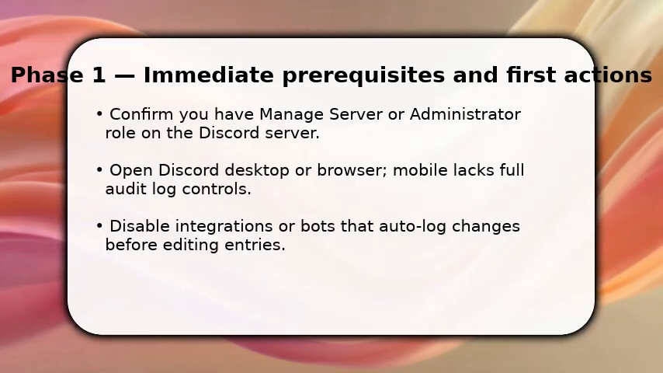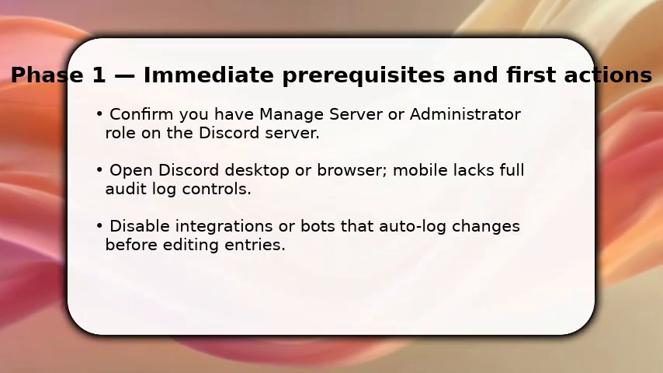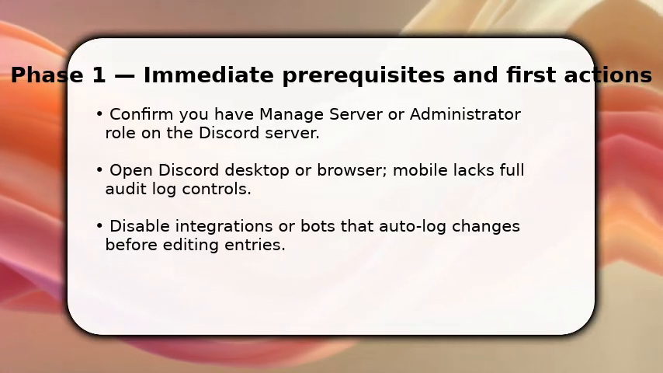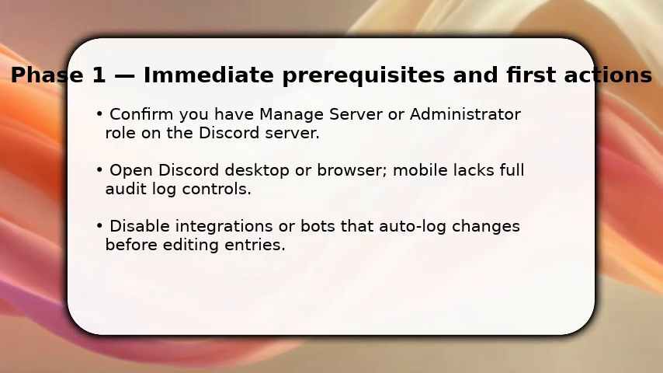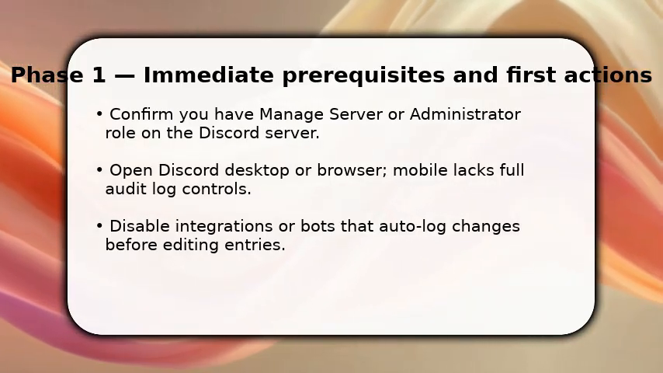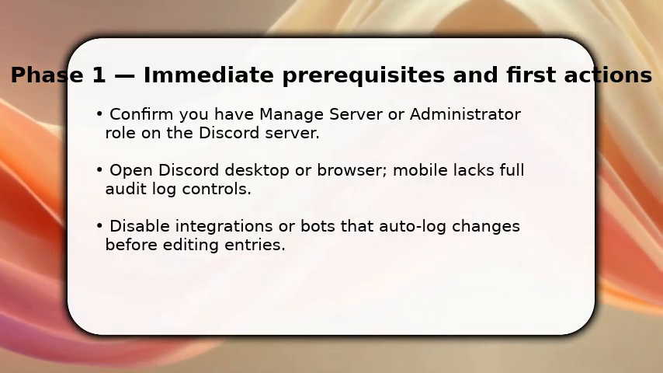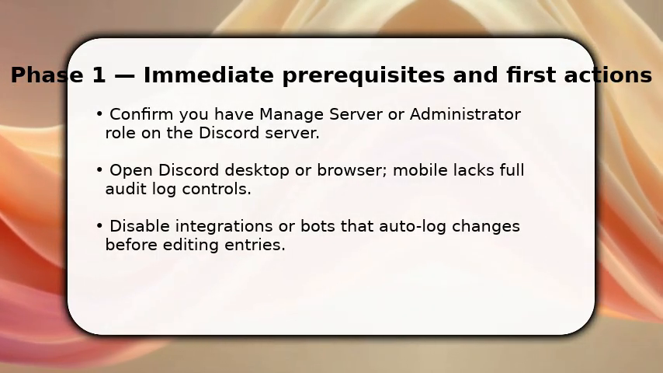You already need Manage Server or Administrator permissions. Without them, you cannot proceed. Open Discord on desktop or in a browser and go to Server Settings, because the audit log is only accessible there. Once inside, make sure to pause or disconnect any logging bots or webhooks that would immediately recreate entries. This prevents conflicts. Now, click Audit Log on the left.